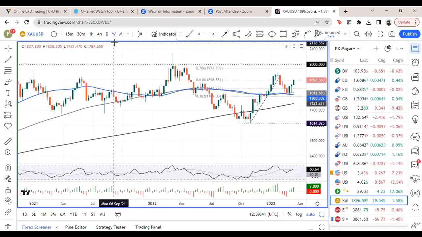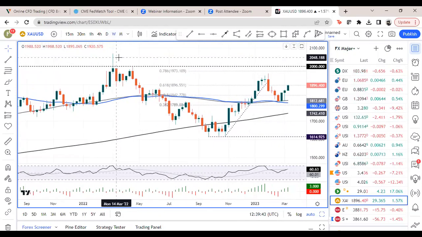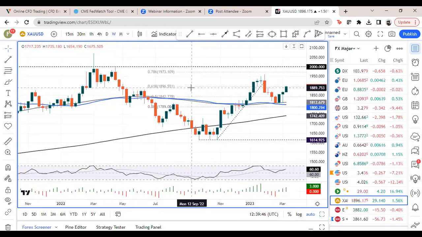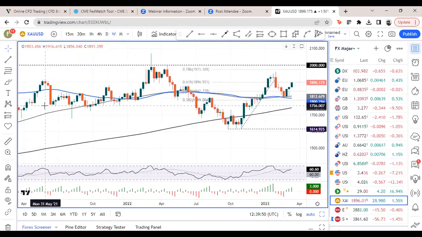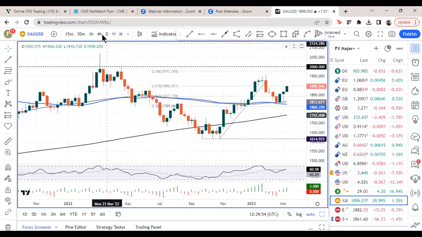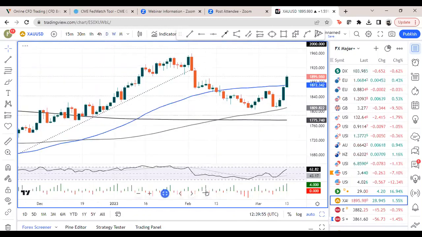You can see there on the weekly, I'm just trying to track some levels above there. I'd pick out that weekly high from May 2021 at 1916, a possible further upside target.